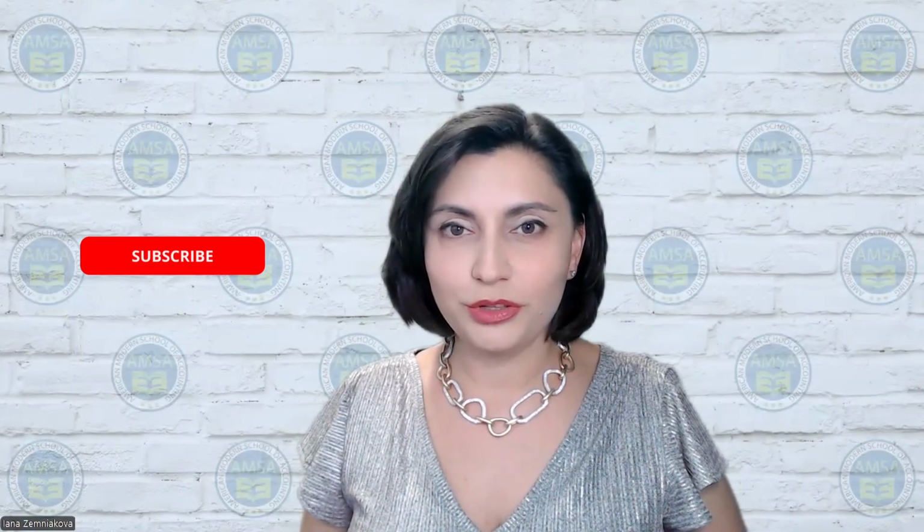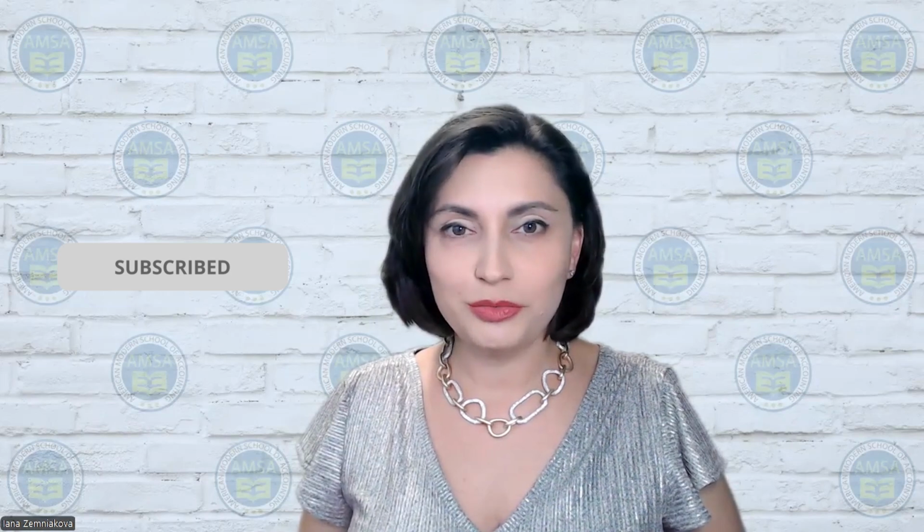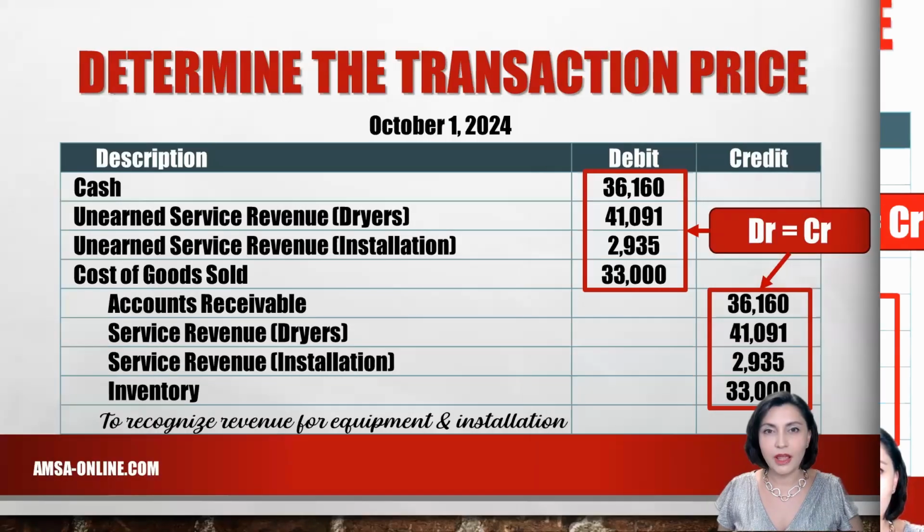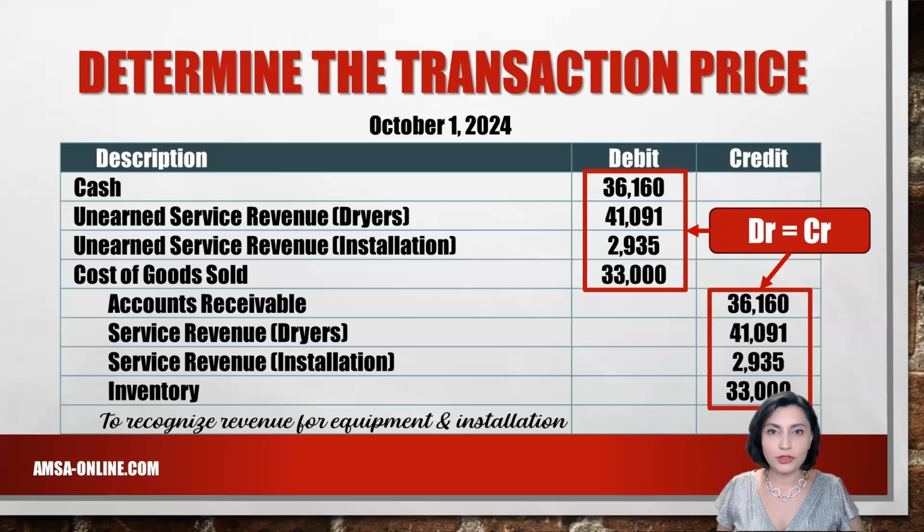We also need to record the cost of goods sold. We assume that company maintains a perpetual inventory system. Cost of goods sold is increased by debit, so we debit the cost of goods sold account by $33,000. The cost was given to us, $11,000 for each dryer. Inventory is an asset account and is decreased by credit. We decrease or credit inventory by $33,000. Alternatively, we can record all three entries as one compound journal entry. Make sure debits equal credits.